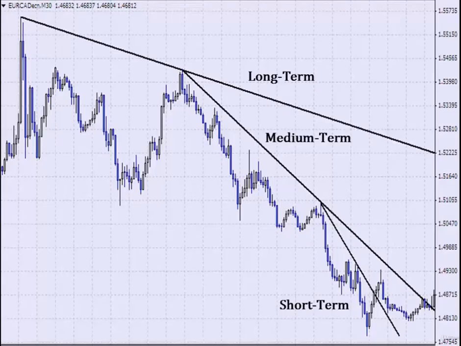Okay? Now here's an example showing the long-term trend line, the medium-term trend line, and the short-term trend line. We see the short-term trend line is drawn from the most recent A and C. Okay? Then we have the medium-term trend line and the longer-term trend line.